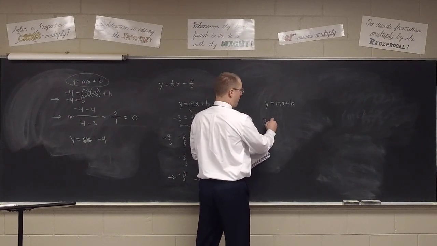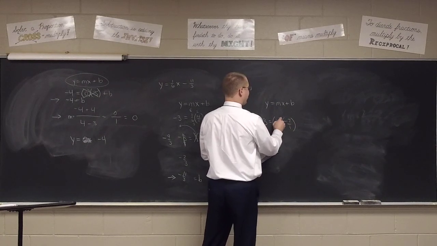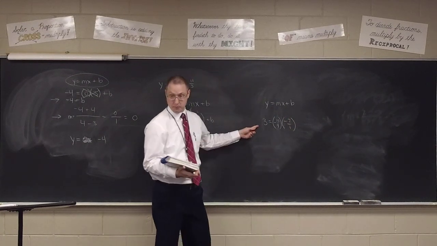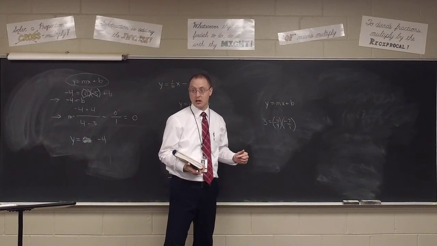So you put the 3 in for the y. You put the negative 7 over 1 in for the x. And of course, we already found the negative 10 ninths slope. You set it up this way? Or did you get this negative 7 and the 3 in the wrong spots? Got them in the wrong spots.